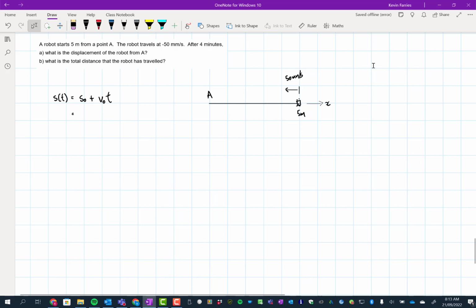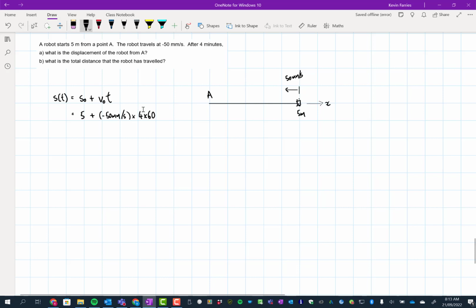So in this case, we've got 5 plus V naught, which is minus 50 millimeters per second, so it's heading in that direction, times time, which is 4 minutes. And so we need to change that to seconds so we've got consistent units. So it's 4 minutes, 60 seconds in a minute, so it's 4 times 60. And then we can just calculate that now. We've got another problem here. This is millimeters per second, and the starting position is given in meters. So that's also not going to work.